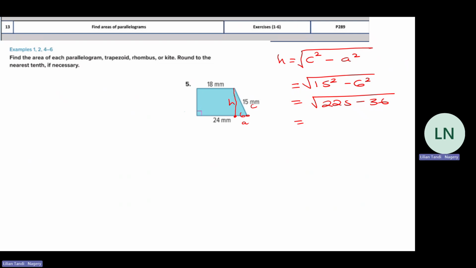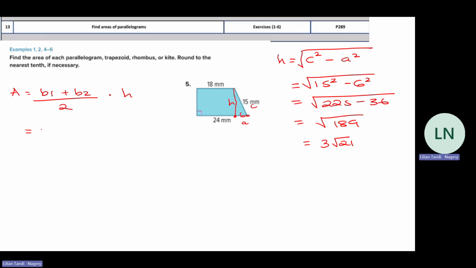So that should give me 225 minus 36. That is 189. Square root of 189. That should be 3 square root of 21. So this is my height, okay? Now I want to find the area of this trapezoid. So area of trapezoid equals base 1 plus base 2, divide by 2, and then you multiply by the height.